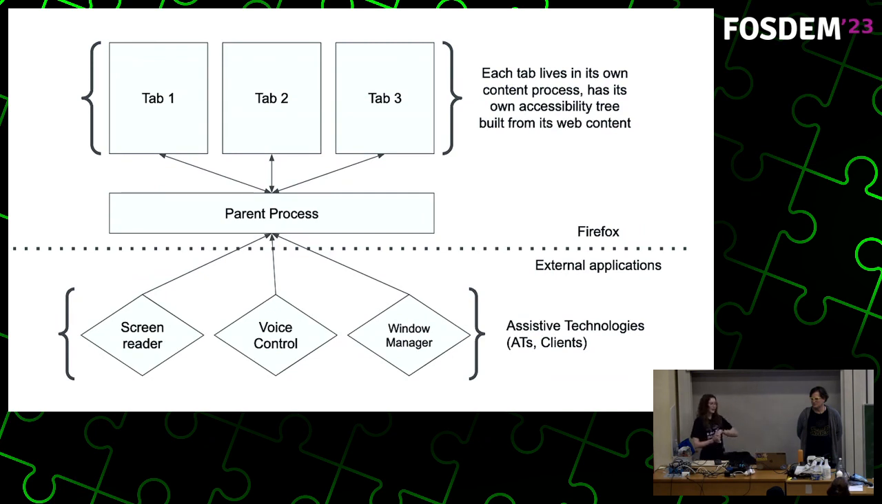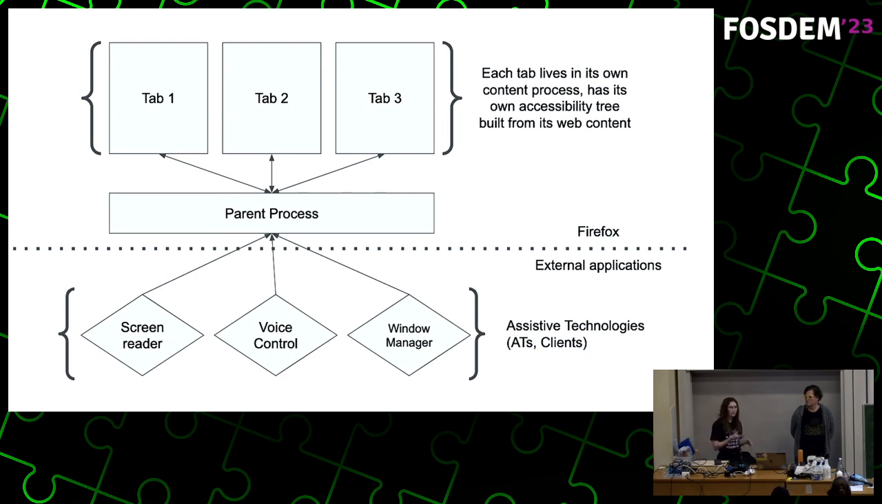So let's take a look at how these queries happen from an assistive technology standpoint. So at the bottom here, I've got a couple different kinds of assistive technologies. These are ones that Benjamin mentioned on that graph from before. So we have screen readers, voice control, window managers, etc. These clients, or ATs, make requests to Firefox for web content information. So if you are navigating with the screen reader, it needs to ask, what node is focused, and what should I say about it to the end user?